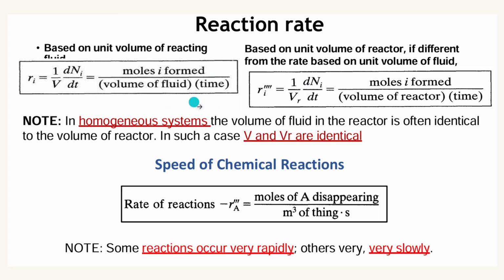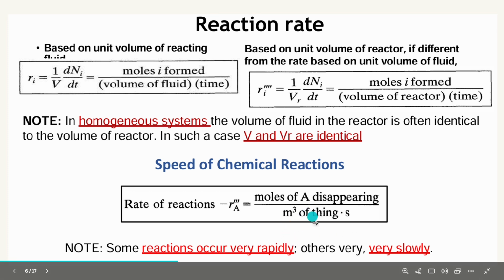However, in heterogeneous systems, we will have two rates. The first one on unit volume of reacting fluid. The second one on unit volume of reactor, because in heterogeneous systems they are not identical. However, in homogeneous systems, the volume of fluid in the reactor is often identical to the volume of reactor. In such a case, V and VR are the same. Speed of chemical reactions: moles of A disappearing per cubic meter of volume times time.